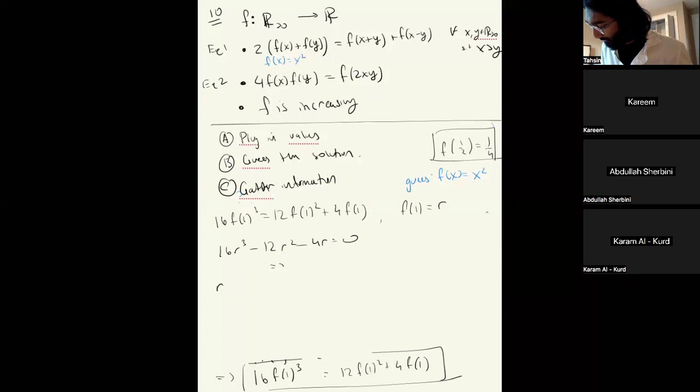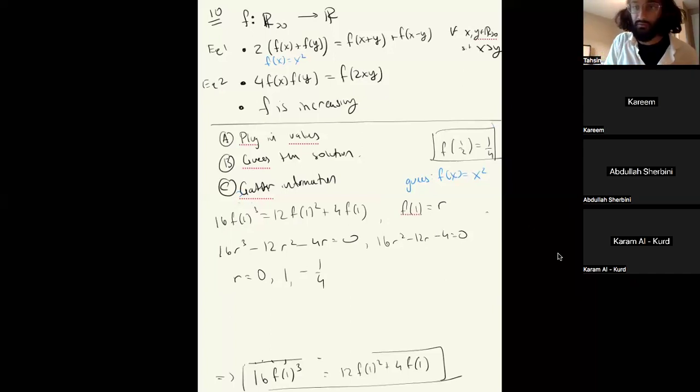And I think, what is it? r and r minus 1 are solutions, and then the other one should be maybe minus 1 over 4, I think. Yeah, so I think r equals 0, 1, and minus 1 over 4. Because if we have 16r squared minus 12r minus 4 equals 0, the product of the roots is minus 1 over 4, right? So these are the possible values.